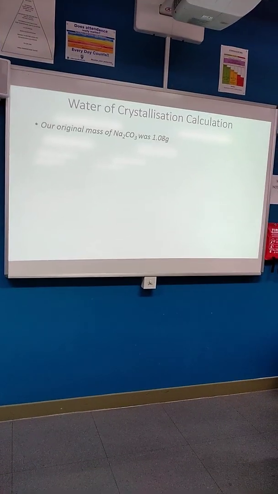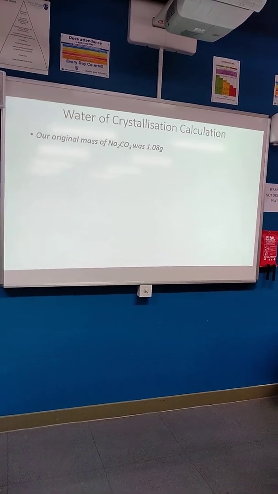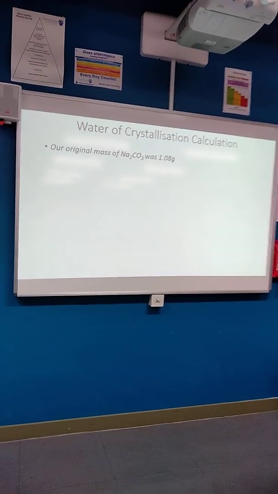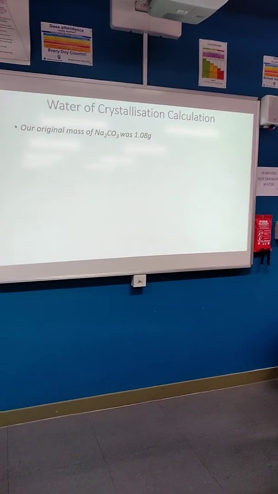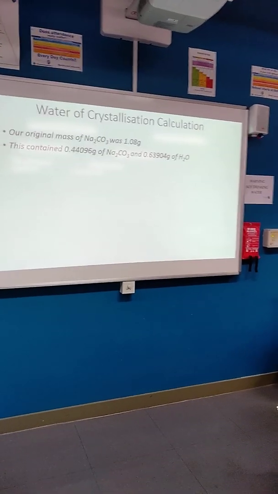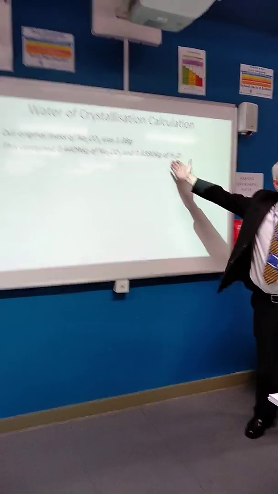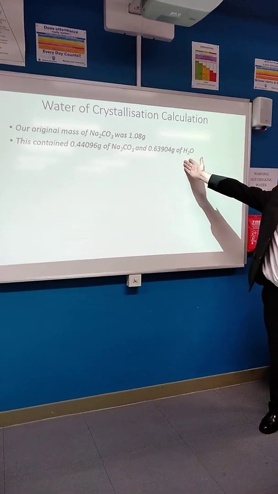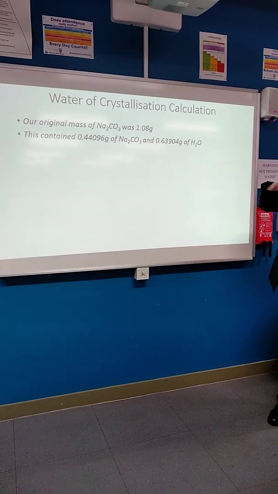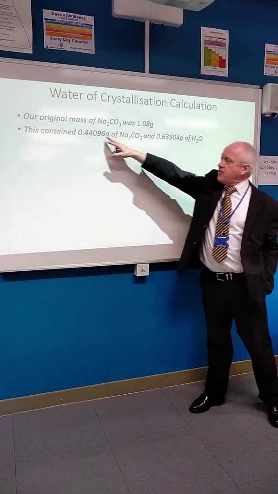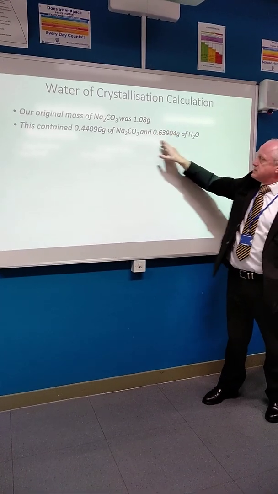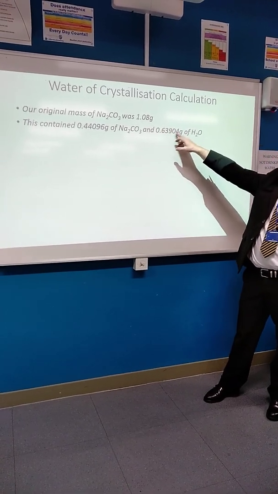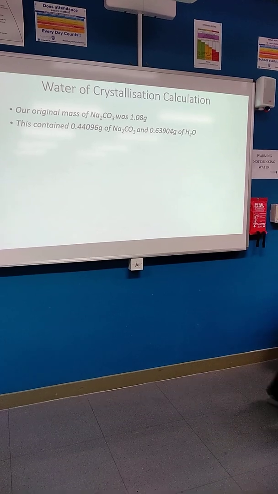So, we said that the original mass was 1.08, but we only had approximately 0.44096 grams. What's the rest of it? Well, the rest of it is water. It's water of crystallisation. These calculations we were talking about the other day. So therefore, if that much of it is sodium carbonate, the rest of it, 0.63904 grams, must be water.